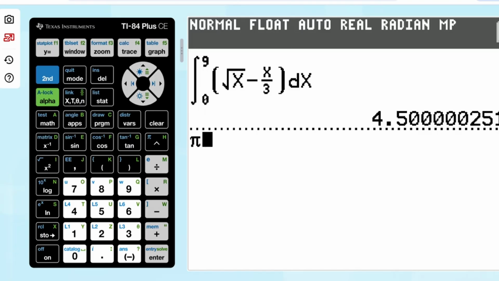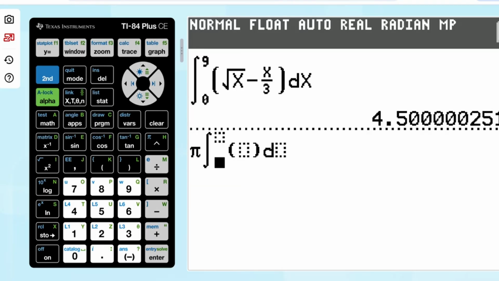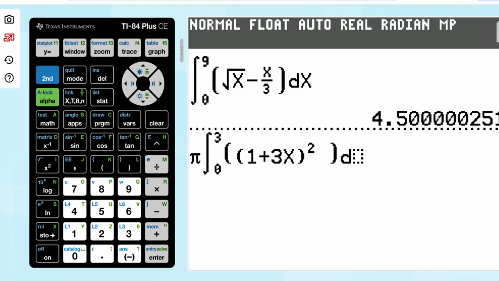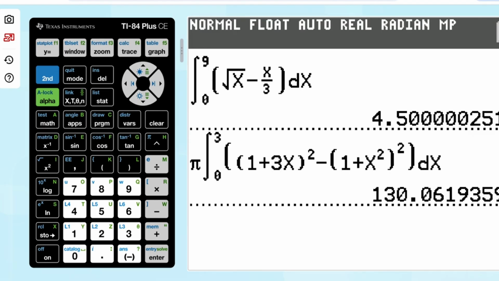Make sure you put your pi out in front, then hit math option number 9, and we're going to integrate from 0 to 3, and I'm going to make sure to put each of my radii in their own parentheses, right? So we had 1 plus 3y as our first one. We'll put x there, since everything has to be done in terms of x on your calculator, and then we'll do minus 1 plus y squared, or x squared for us, and make sure you square both those radii, throw your x out at the end, and we get 130.062.